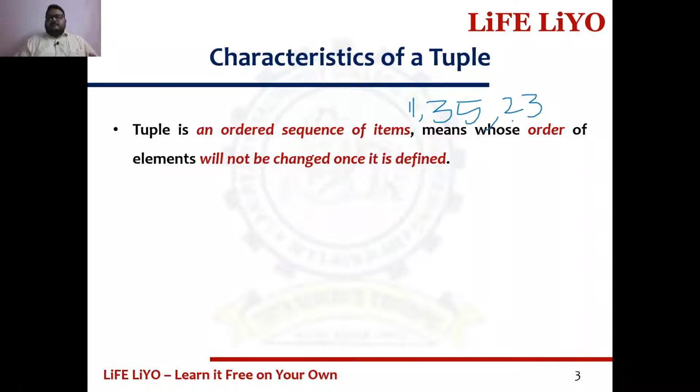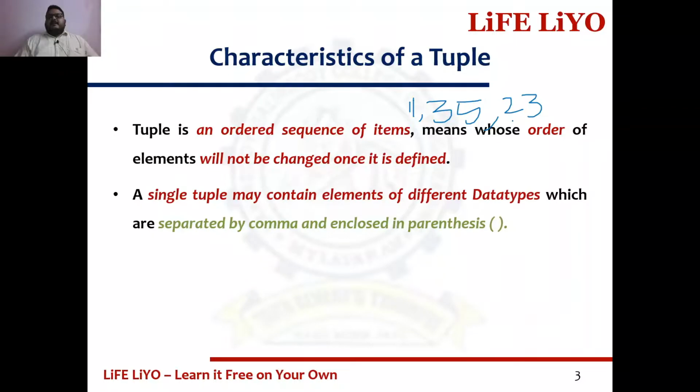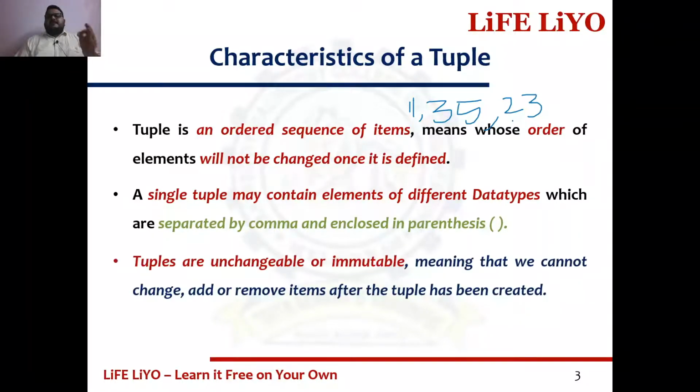Next one. In the previous slide we saw that a tuple is not changeable. That means a tuple is unchangeable, or immutable. We cannot change the elements of a tuple. We cannot add or remove items after the tuple has been created. Once a tuple has been created, we cannot add elements, change elements, or remove elements directly. That is the concept of unchangeable. That is, tuples are unchangeable or immutable.